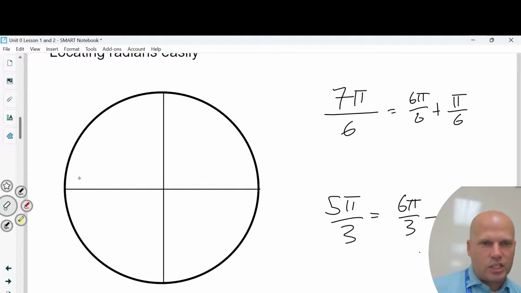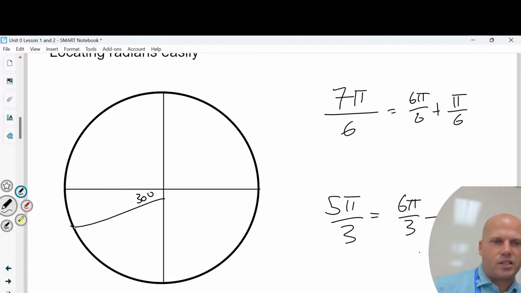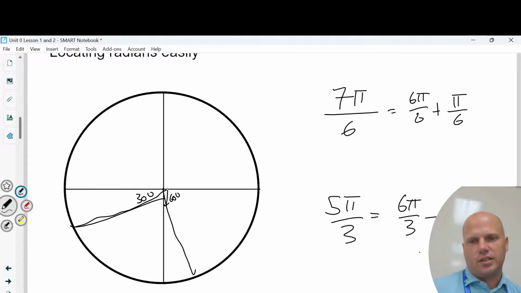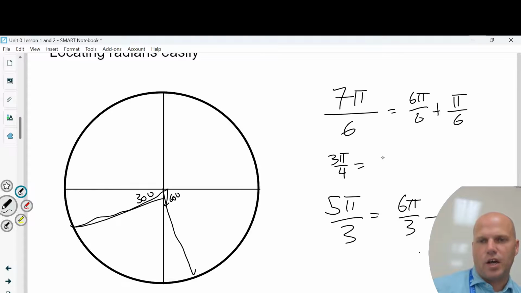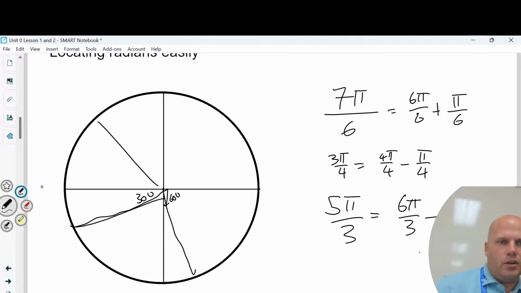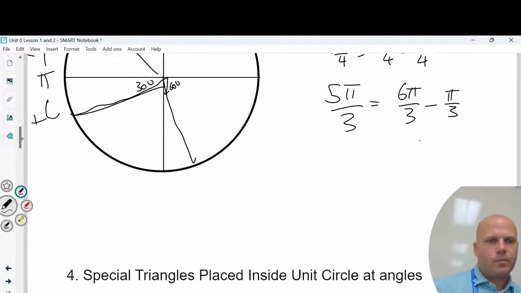So where are we? 6 pi over 6 plus a pi over 6, boom. I'm right here. I've created a 30-degree angle with the x-axis. I am in the third quadrant. 6 pi over 3 minus a pi over 3, 5 pi over 3. I'm right here. I'm creating a 60-degree angle with the x-axis. If I ask you where is 3 pi over 4, well, I would have done 4 pi over 4, or pi, minus a pi over 4. Go right there. Okay, here's pi, subtract, add. Don't forget that. Great.